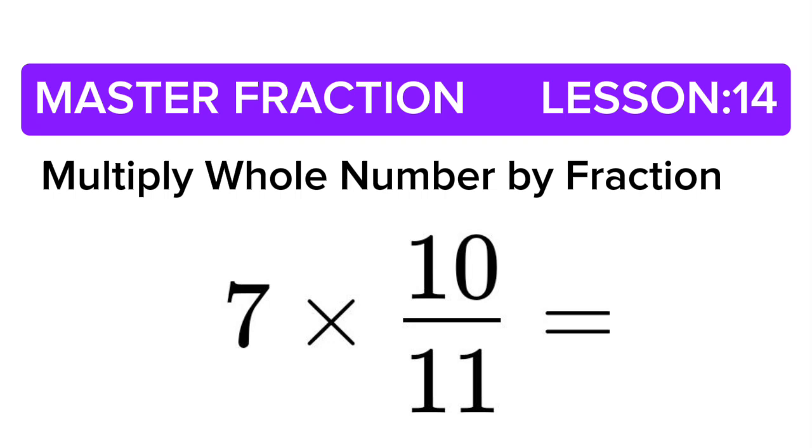Today we are going to deal with multiplying a whole number by a fraction. To multiply a whole number by a fraction, the first step is to change the whole number into a fraction by putting it over 1, and then multiply numerator by numerator and denominator by denominator. Then we will simplify if necessary.